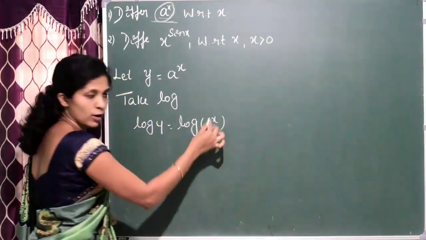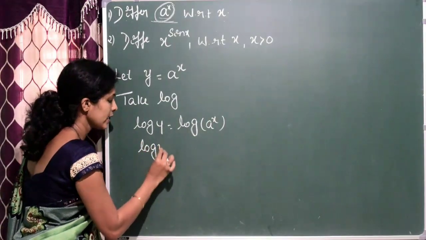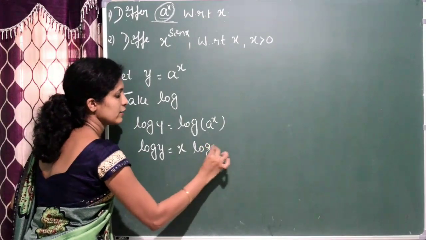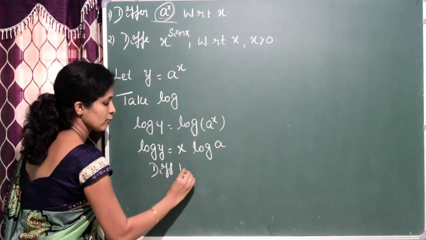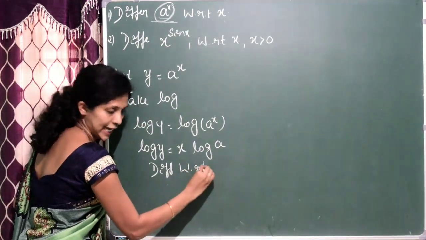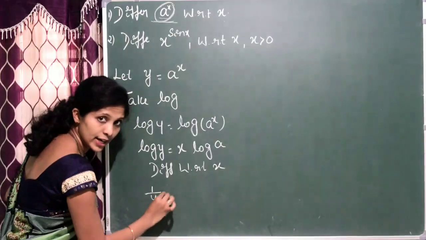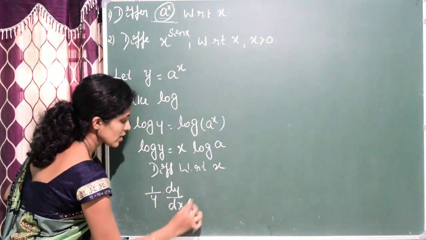Now it is the form log m to the power n. So I can write log y is equal to x into log a. Now we differentiate with respect to x. Differentiating with respect to x. So derivative of log y will be 1 by y, right? Derivative of y is dy by dx is equal.